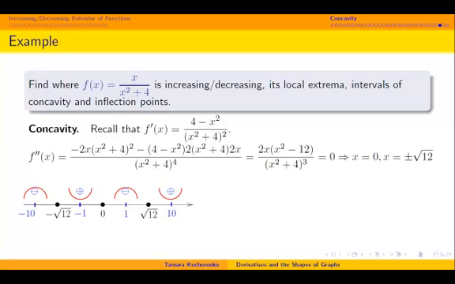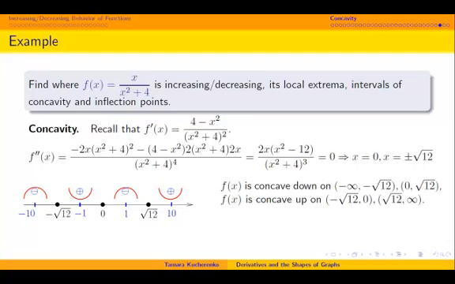We obtain that f of x is concave down from negative infinity to negative radical 12 and from 0 to radical 12. f of x is concave up from negative radical 12 to 0 and from radical 12 to positive infinity.